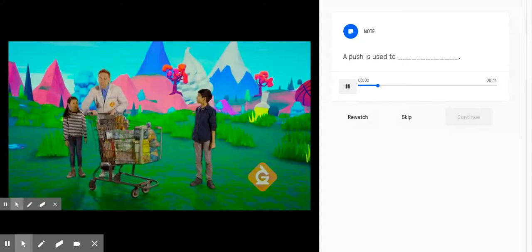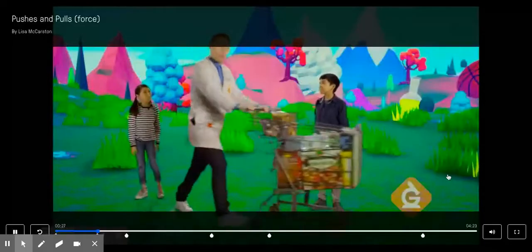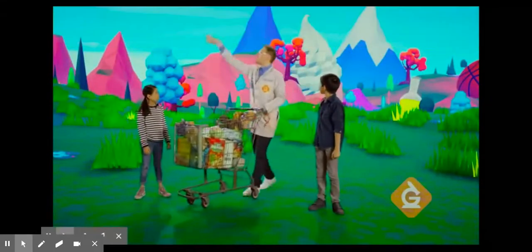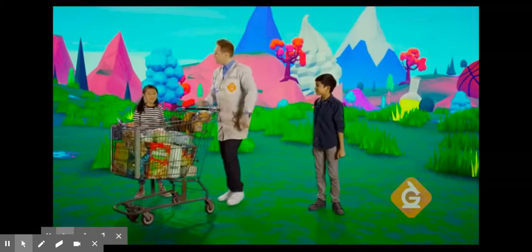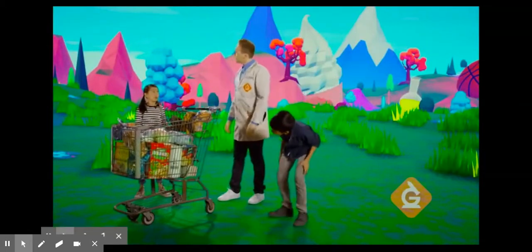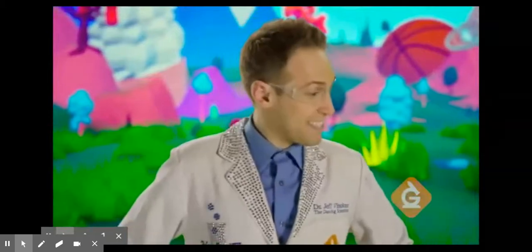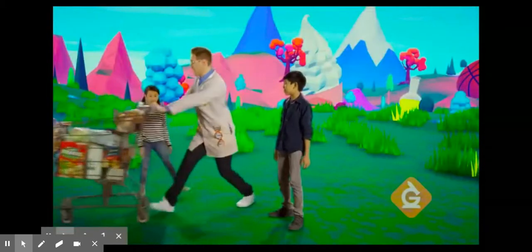Let's finish the sentence. A push is used to move something away from you. Move something or things away from you. Pushes and pulls to move a shopping cart through the grocery store so we can shop for food. Do you think next time you could imagine a shopping cart without a squeaky wheel? And maybe one with some more snacks? Maybe next time.